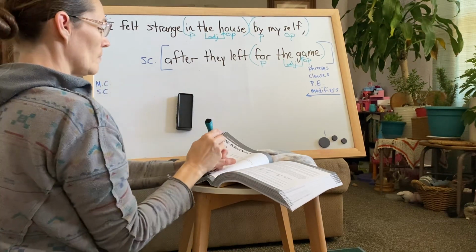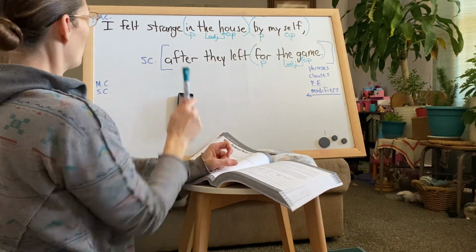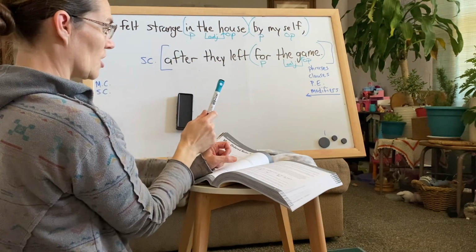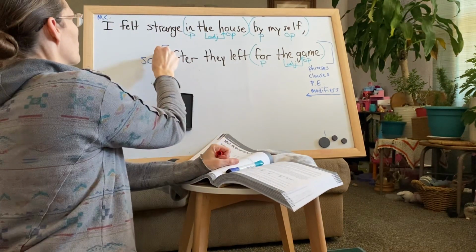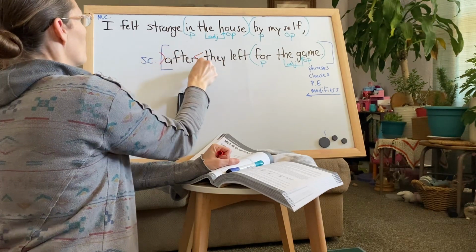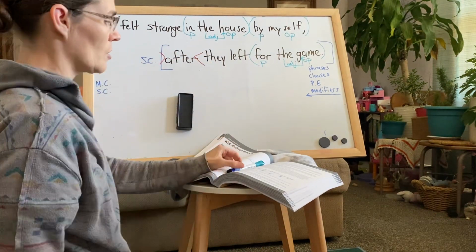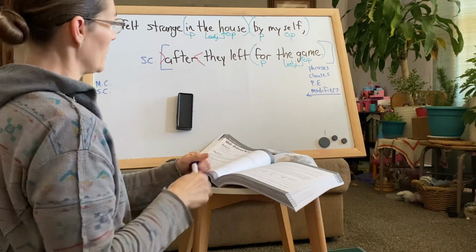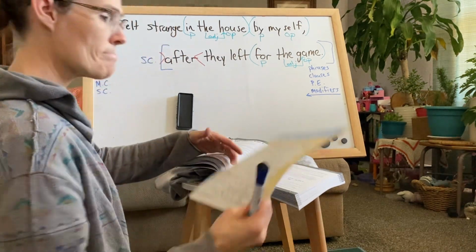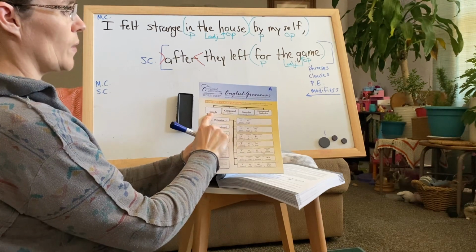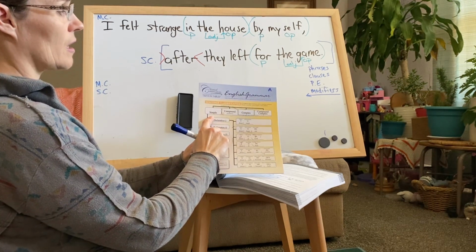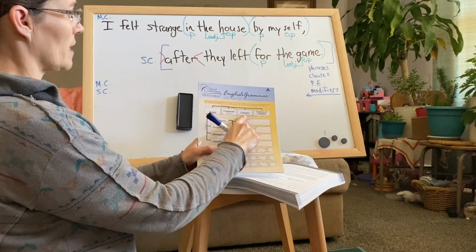P-O-P. And what is our subordinate conjunction? After. There we go. So this is a complex sentence, okay? Very complex. It is a simple sentence with a clause, which makes it complex.